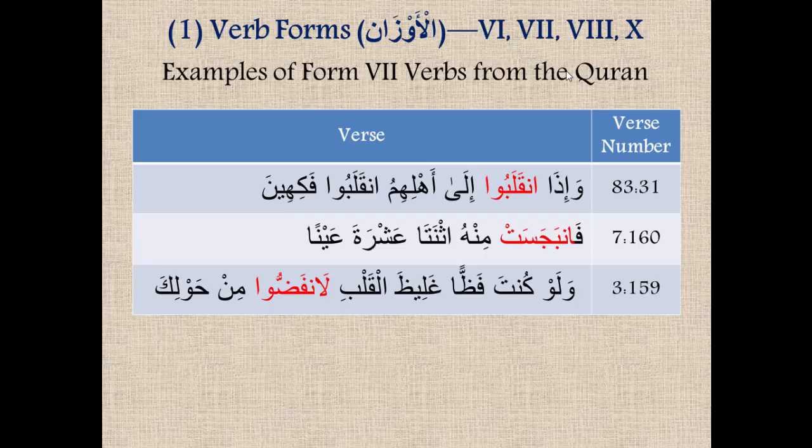Some Form 7 verbs taken from the Quran. وَإِذَا انقلبوا إِلَى أَهْلِهِمُ انقلبوا فَكِهِينَ, the verb انقلب. فَانْبَجَسَتْ مِنْهُ اثْنَتَا عَشْرَةَ عَيْنًا, so we have the verb انبجس. وَلَوْ كُنْتَ فَظًّا غَلِيظَ الْقَلْبِ لَانْفَضُّوا مِنْ حَوْلِكَ, انفض ينفض, another Form 7 verb.